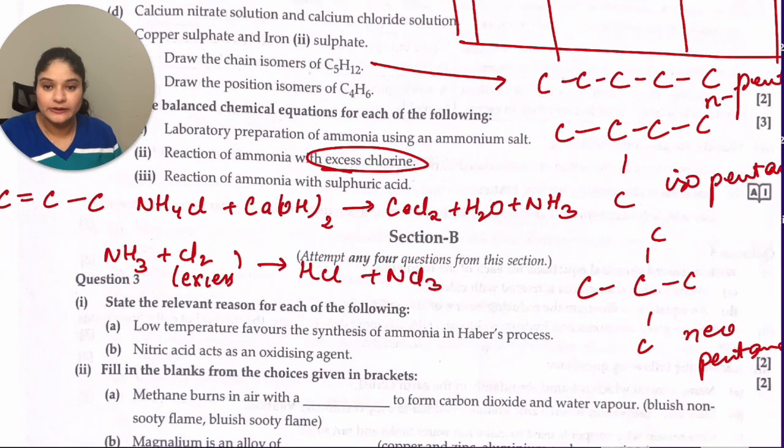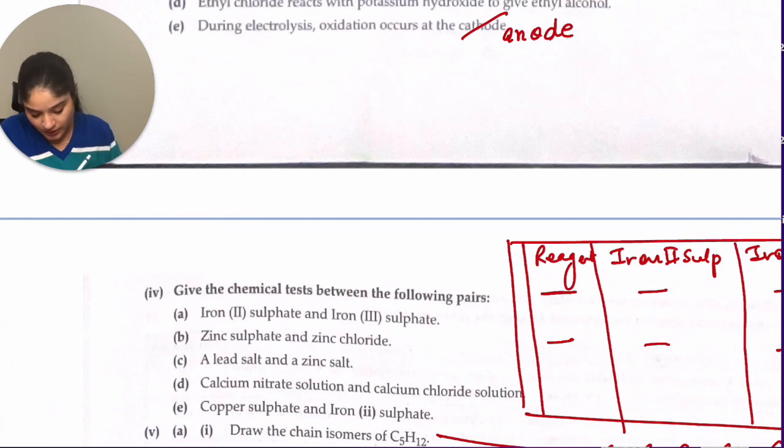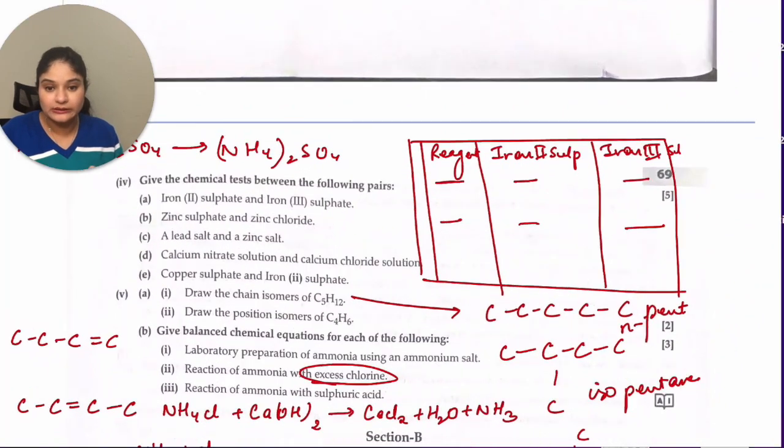Now next part is reaction of ammonia with sulfuric acid. Let me write the reaction right here. So ammonia with sulfuric acid, H2SO4, will give you (NH4)2SO4. So this is your reaction. Now this concludes our section A.